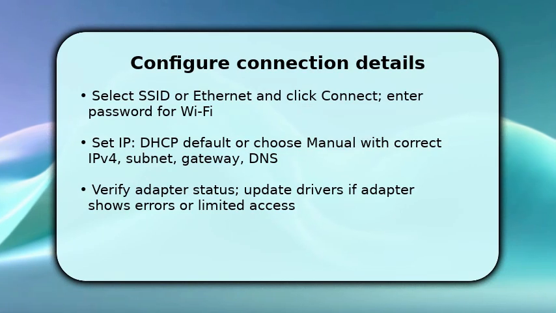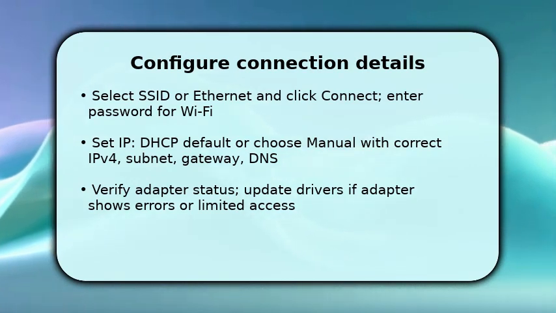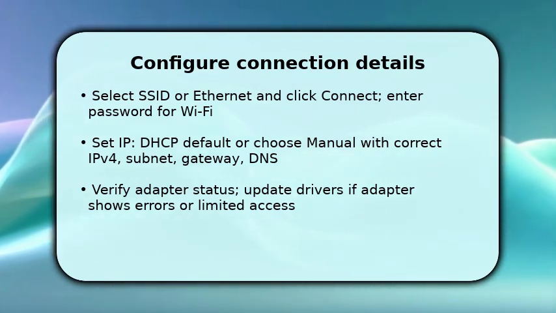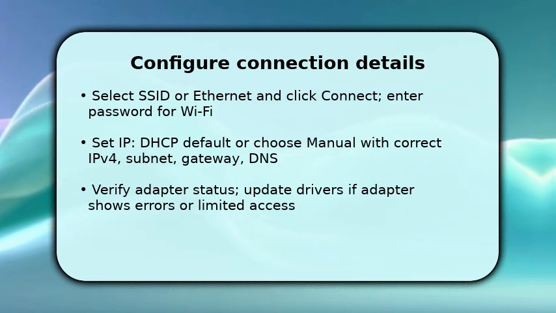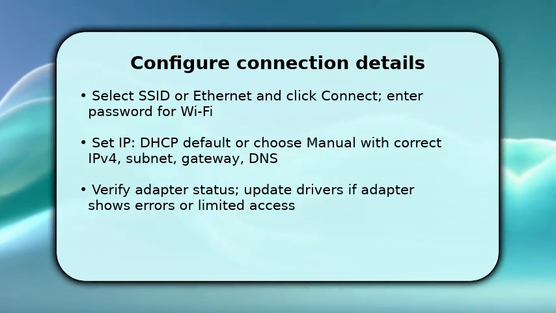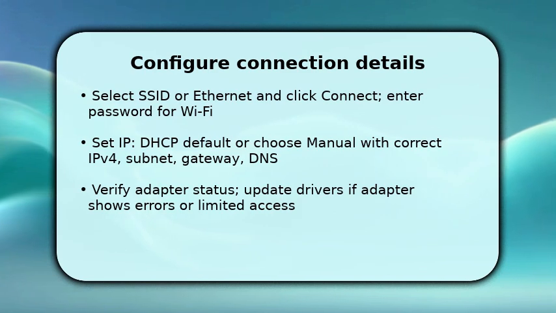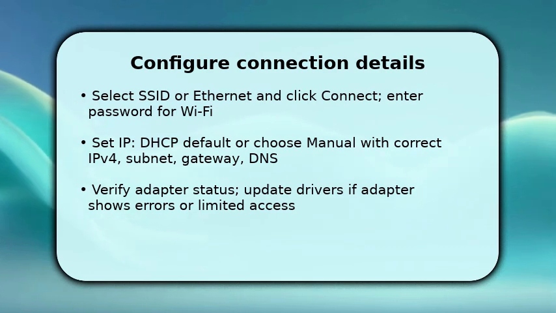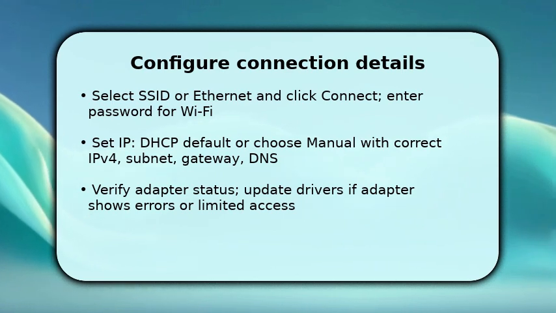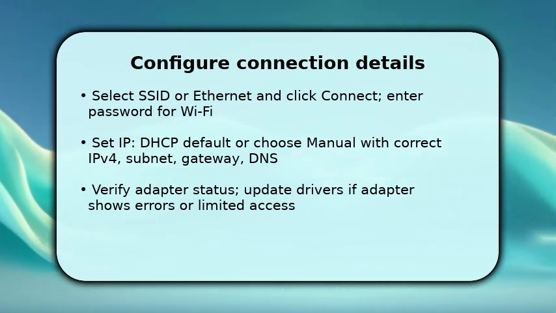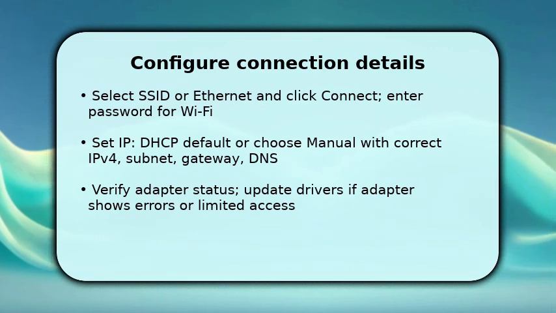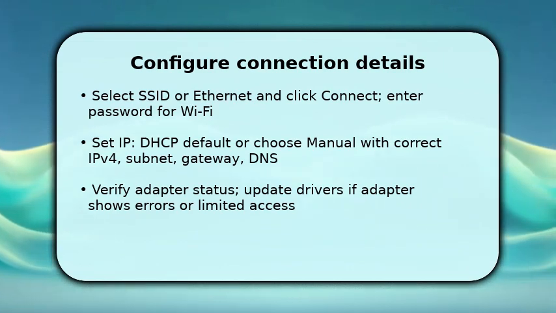Now configure the connection details so your PC talks on the network. Choose the SSID and connect with the password, or plug Ethernet and wait for link light confirmation. Make sure IP settings are appropriate. Use DHCP for most networks, or manual with the given IP4, subnet mask, gateway, and DNS if required. Check the adapter status and run a driver update if you see errors or limited access. Once the address and drivers are good, test connectivity to confirm progress before finishing.